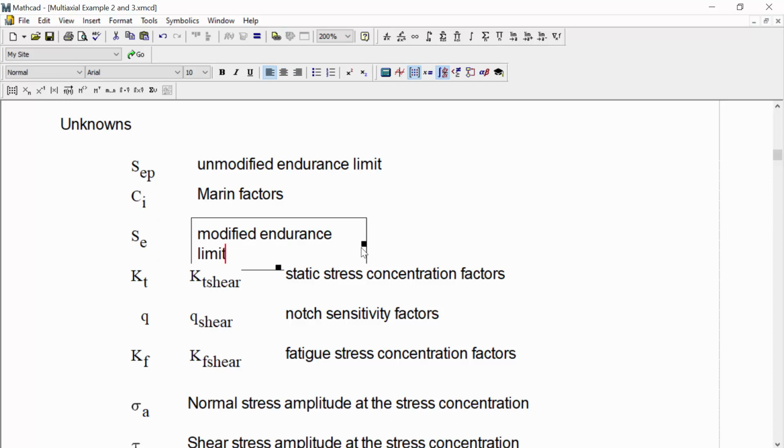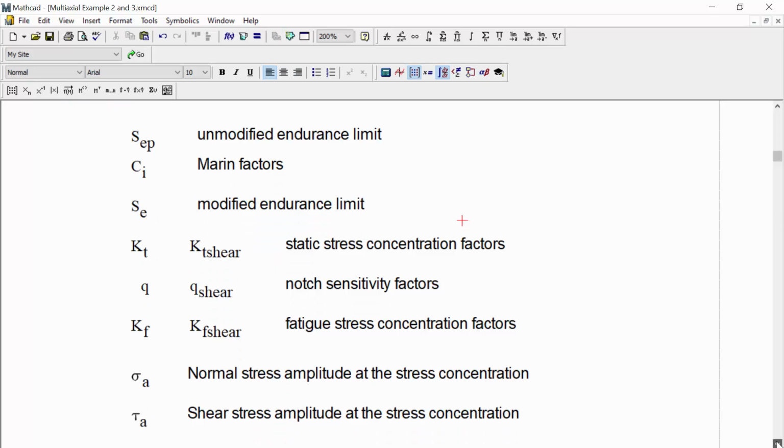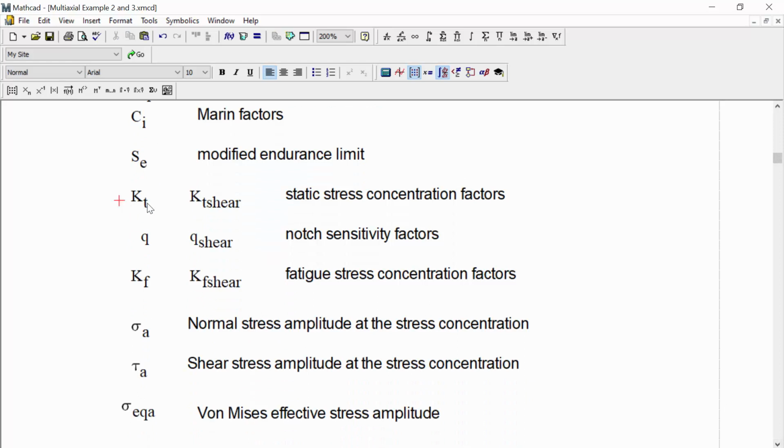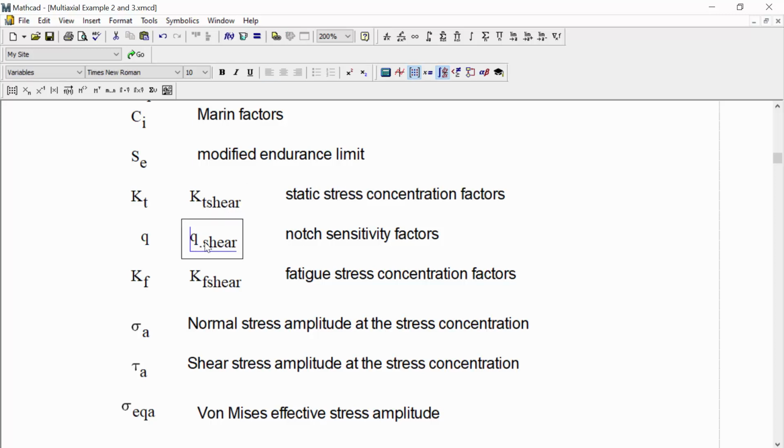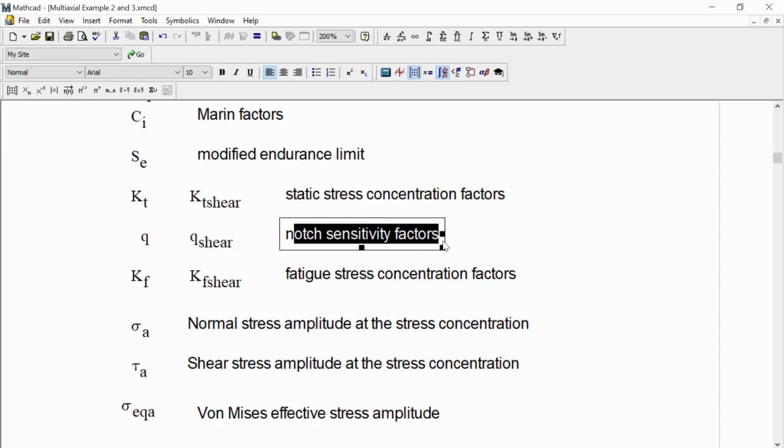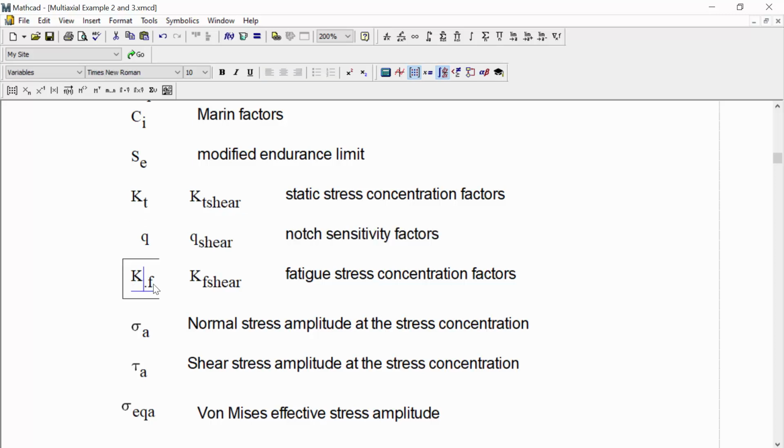After that, we need to find how to deal with the notch. So we'll start with finding K_t and K_ts, which are the static stress concentration factors. Then we'll find q and q_shear, which are the notch sensitivity factors. And finally, K_f and K_fs, which are the fatigue stress concentration factors.